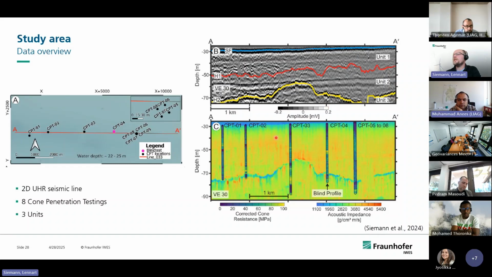But what we've created here as well is acoustic impedance from the data. And here you can see nicely the clay unit again. So this is the low impedance unit here. And the acoustic impedance becomes important because we use this for the co-kriging and the co-simulation, to support the prediction between the CPT locations. Otherwise, it would only be the CPT and the unit separation here.